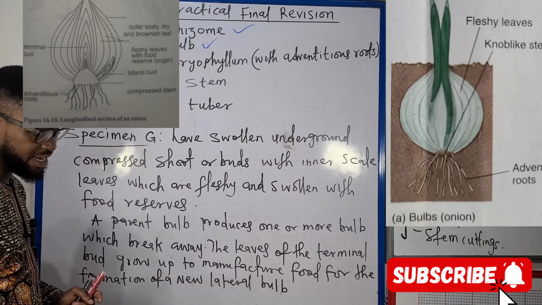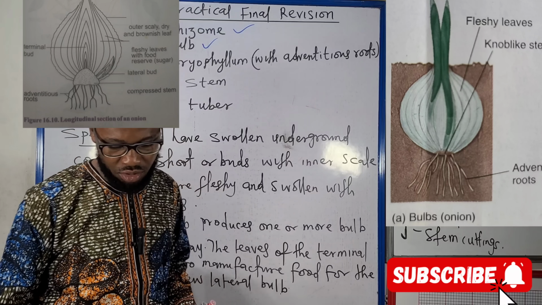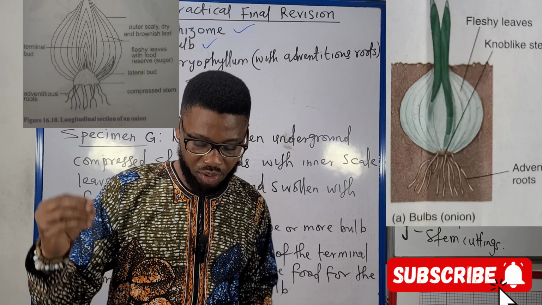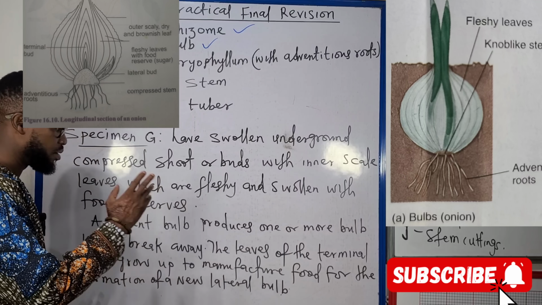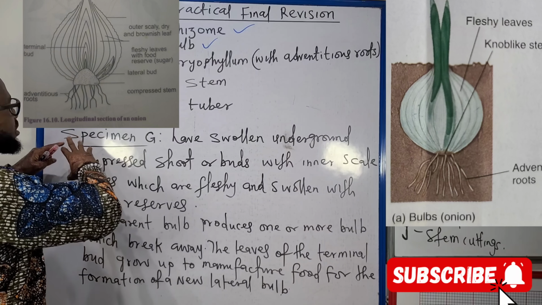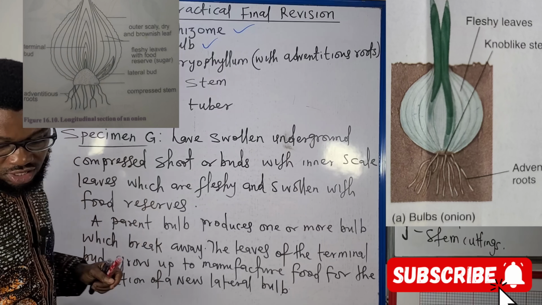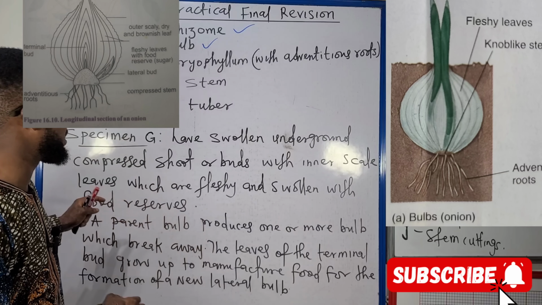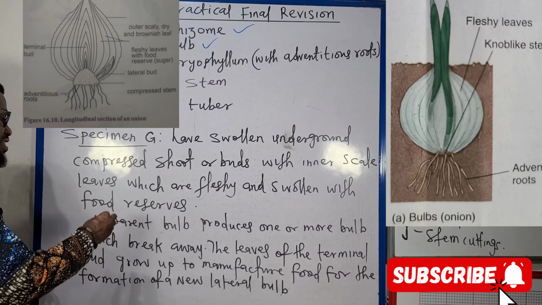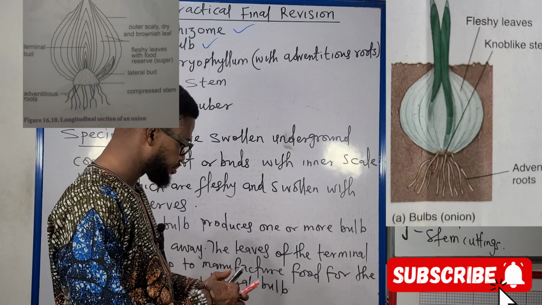It is this lateral bulb that now breaks away to become an independent bulb. So that is the biological interest of specimen G, the fact that the lateral bulb breaks away.